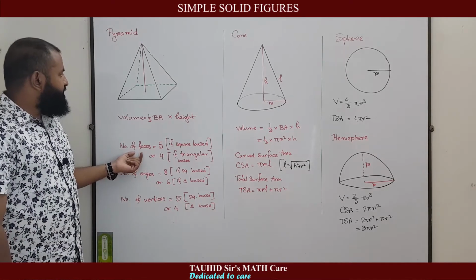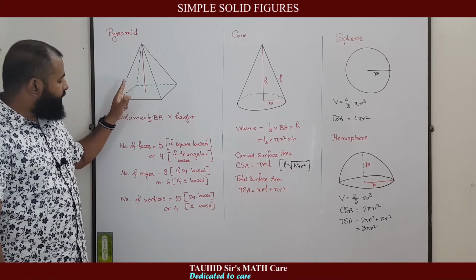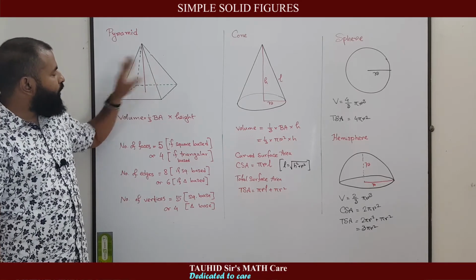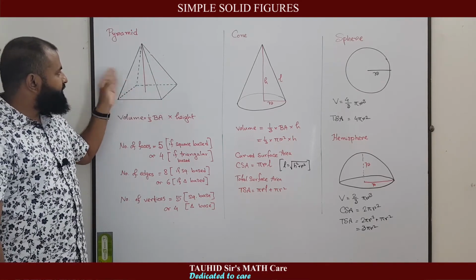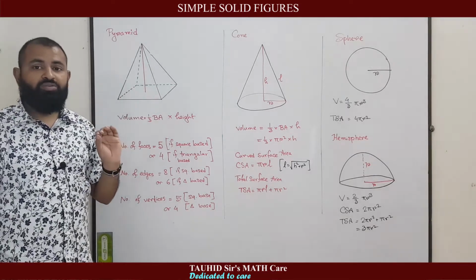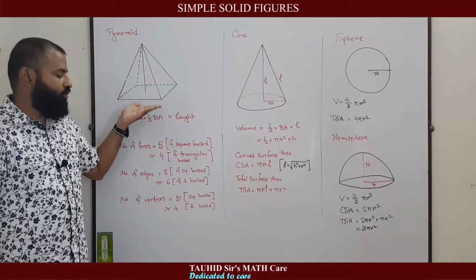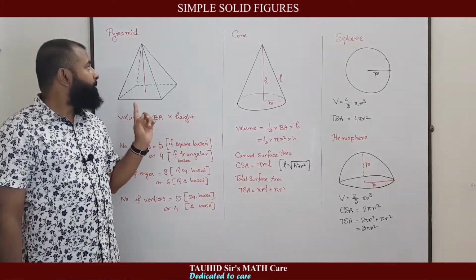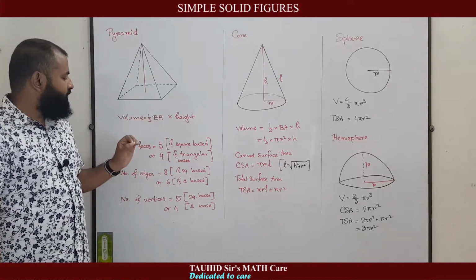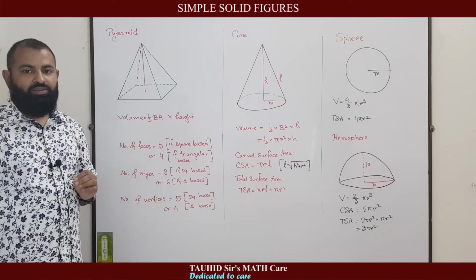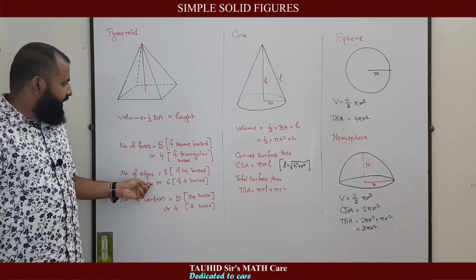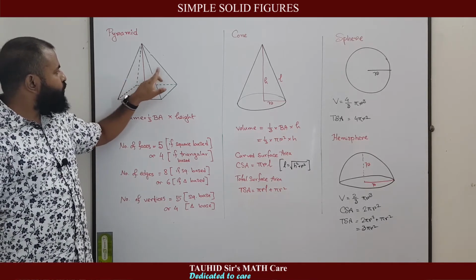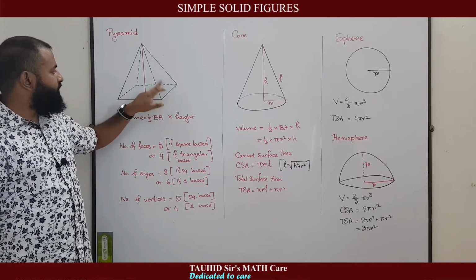Now number of faces. Here I have drawn a square based pyramid. It has 5 faces, one front, one in back, 2 in sides. These 4 are triangular faces and one is the bottom face. And if it would have been a triangular pyramid, then it would have 4 faces, 1 base and 3 triangular shape. Number of edges, for this case it has 8 edges, 1, 2, 3, 4, 5, 6, 7, 8.